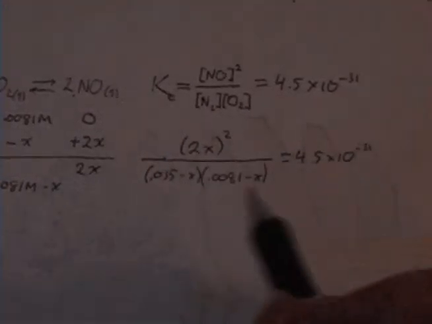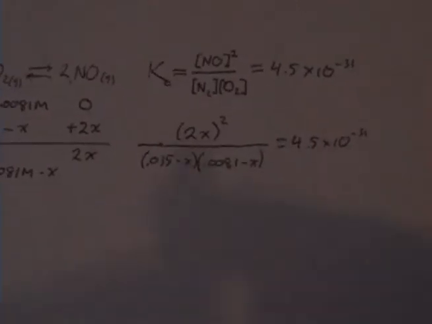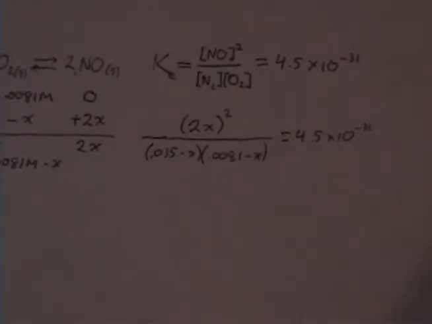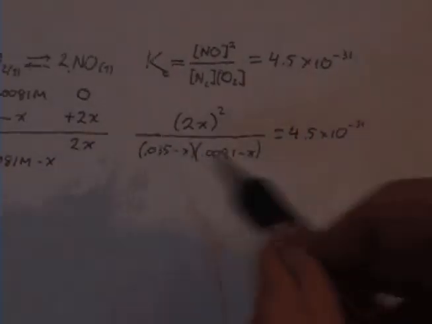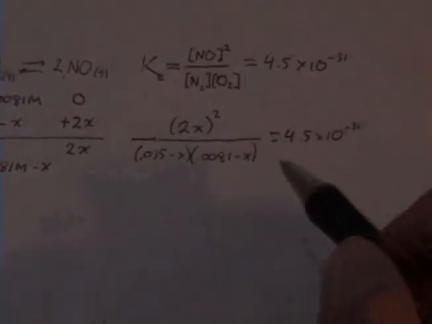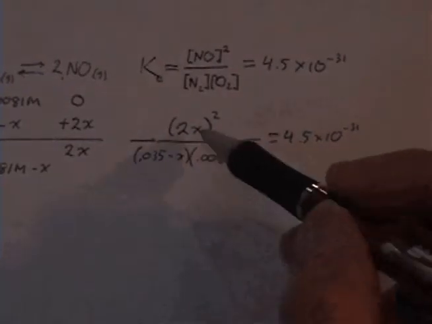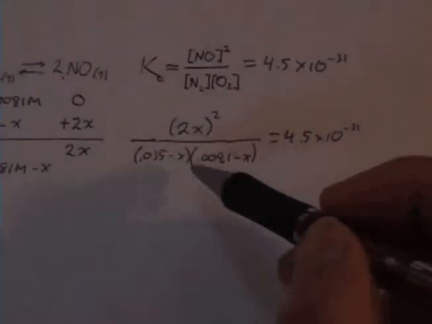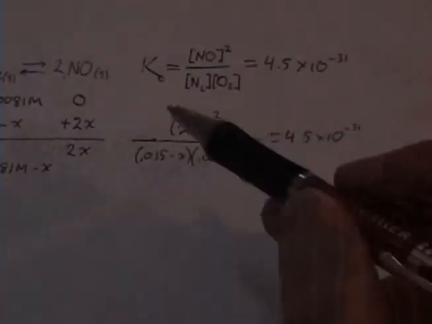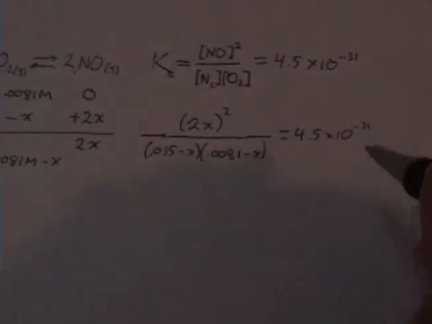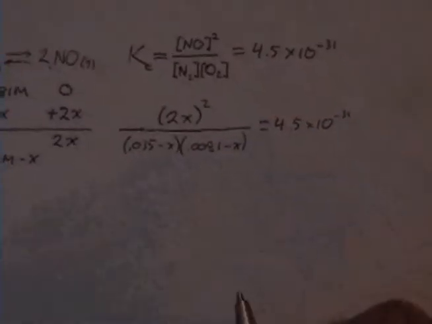Now I have one equation and one unknown, so I can solve this for x. There are a few ways we can do that. We could solve this and put it in the form of a quadratic equation, where we have some value times x squared plus some value times x plus some constant equals 0. I'm not going to take the time now to go through all of that. Maybe I'll do that in another video.